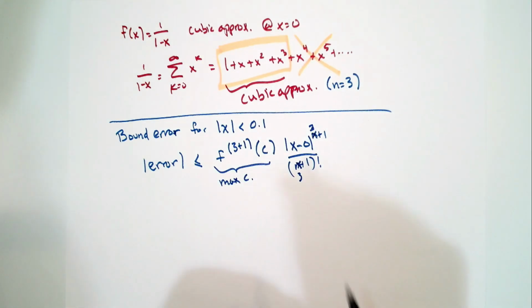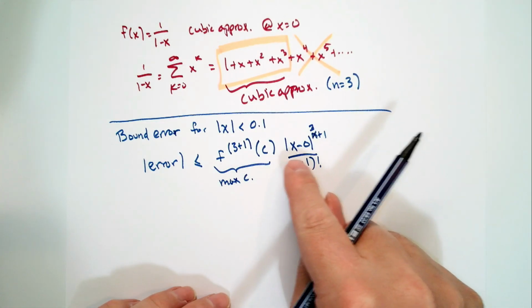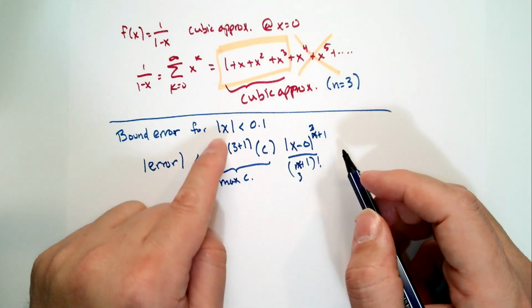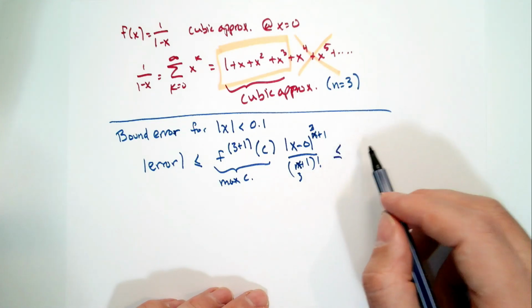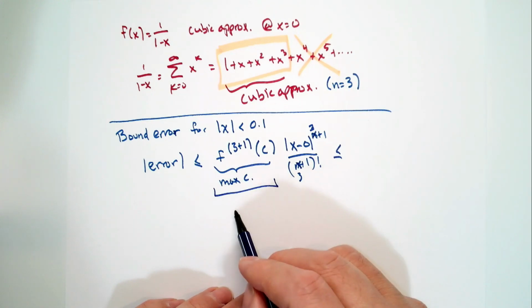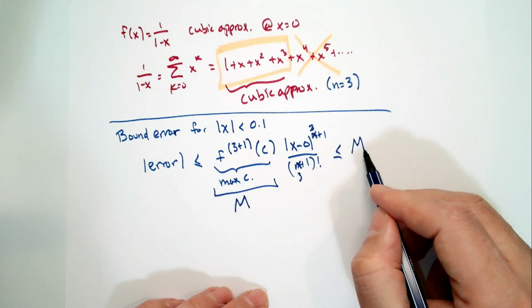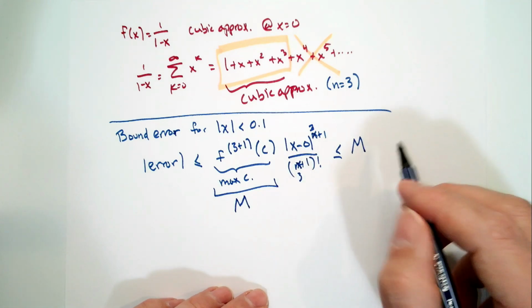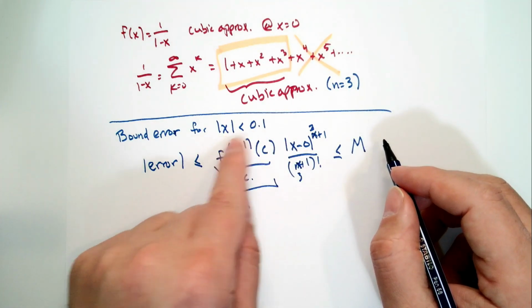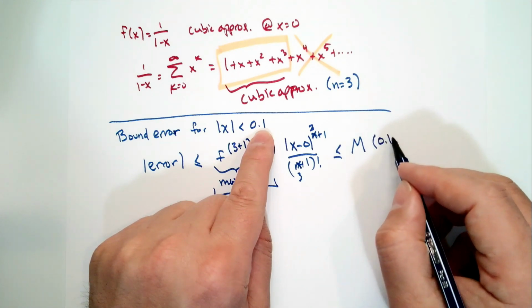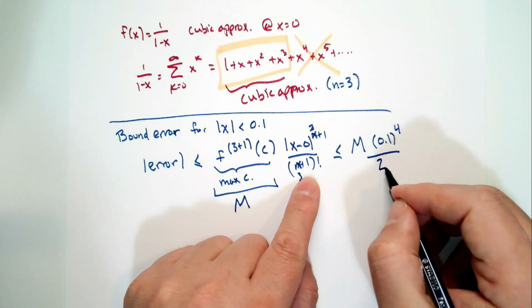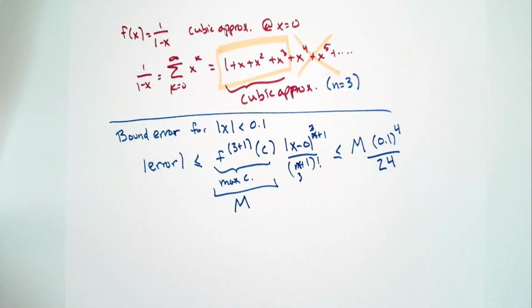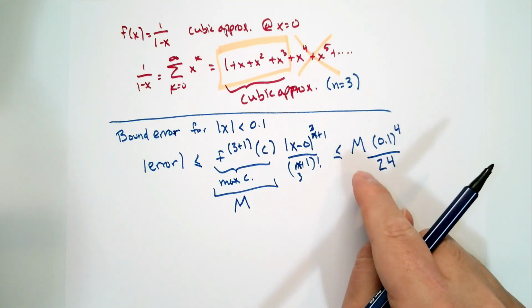All right, now, if we're looking for a numerical answer, we say, look, I want the size of x to be as big as possible, and the size of x is bounded by 0.1. So let's call this expression here M. The error is at most M, whatever that turns out to be, times 0.1 to the 4th power, over 3 plus 1 factorial. That's 4 factorial, which turns out to be 24. So then the question is, how do you find M?